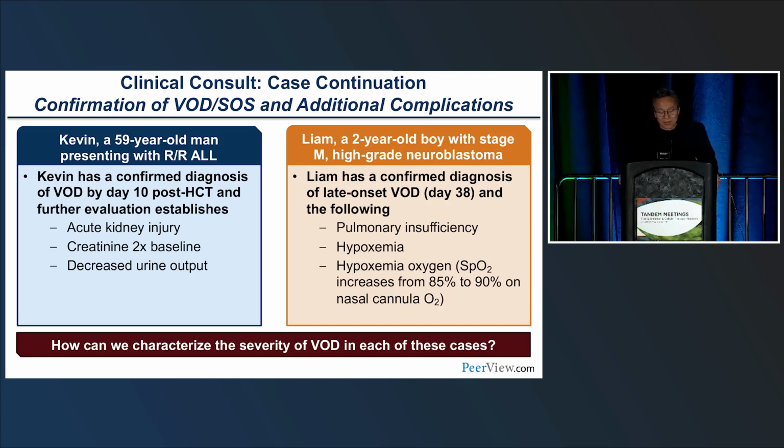So this is a question. How do we know this is severe or not? In the case of Kevin, he's got the confirmed diagnosis of VOD, and now he also has acute kidney injury. His creatinine has doubled from his baseline. He's got decreased urine output. In the pediatric case, Liam's got pulmonary insufficiency with hypoxemia and increased oxygen requirements.